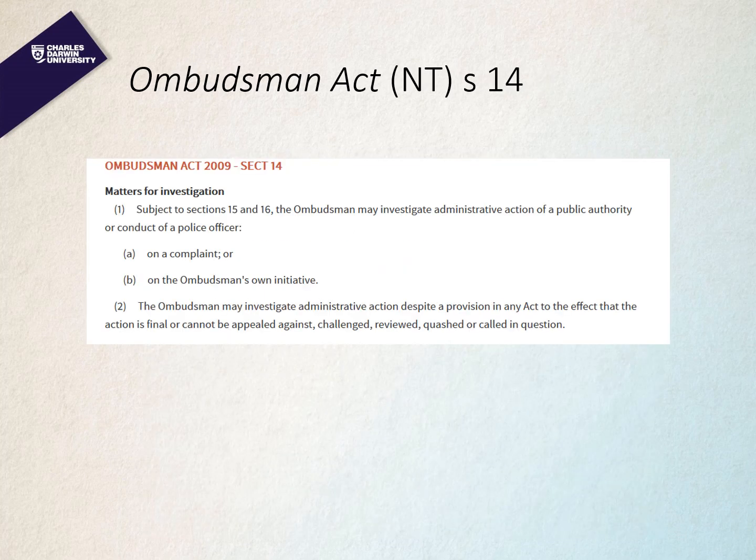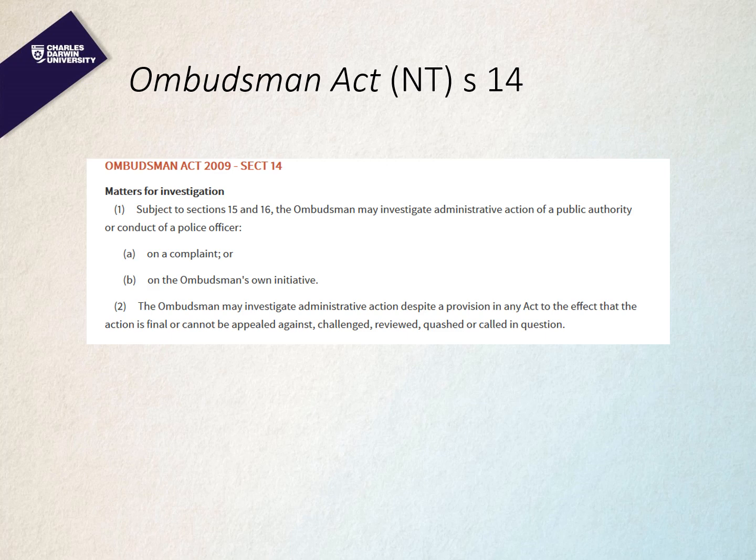The Northern Territory Ombudsman's jurisdiction and the exclusions from jurisdiction we find in sections 14, 15 and 16 of the Ombudsman Act. 14, as you can see, says the Ombudsman may investigate administrative action of a public authority or conduct of a police officer, A, on a complaint, or B, on the Ombudsman's own initiative. Right, so that's how it now reads. So Boyce and Owen, that I mentioned earlier, could not now take place.